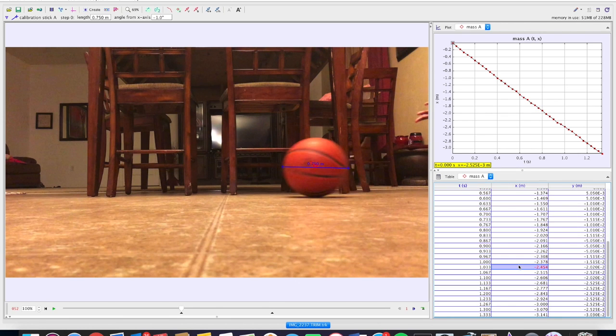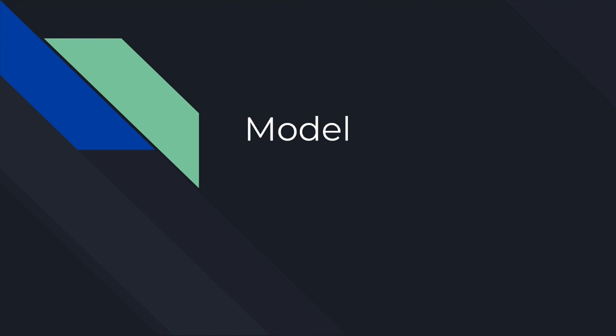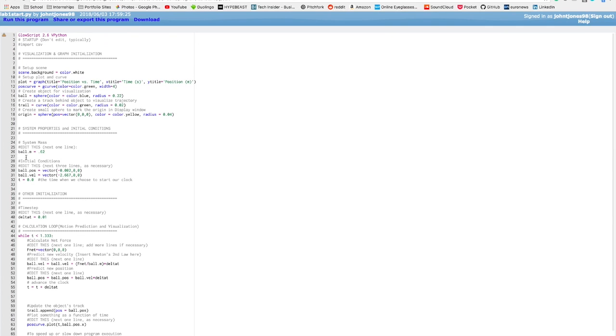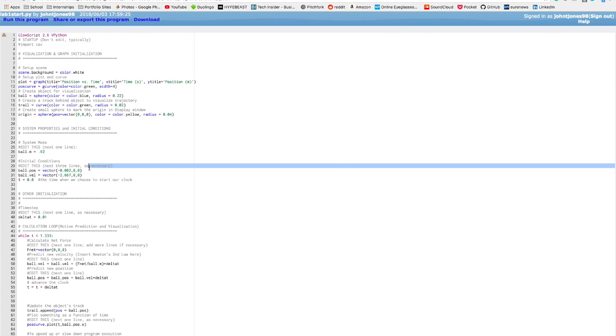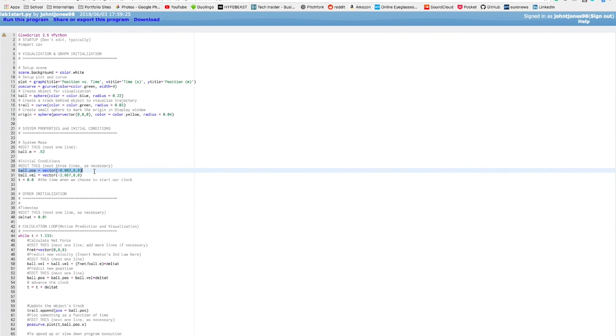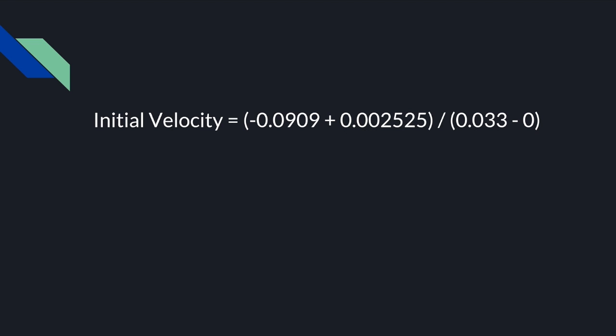Let's create our model now. Once again, our system is the ball. Here, we set our mass to 0.62 kilograms. We set our initial position to negative 0.002 meters, which we get from our Tracker data. We compute our initial velocity by dividing the difference in the first two positions by the first track change in time to get negative 2.667 meters per second.